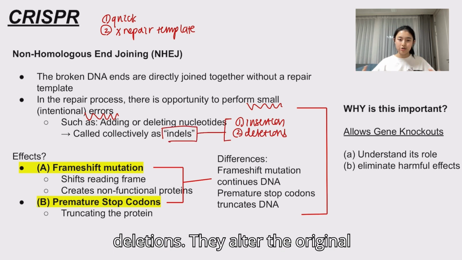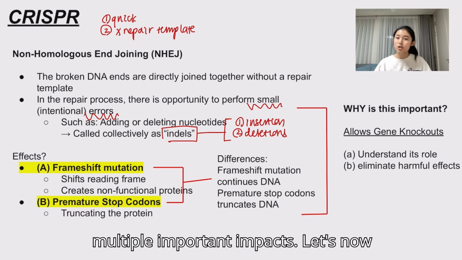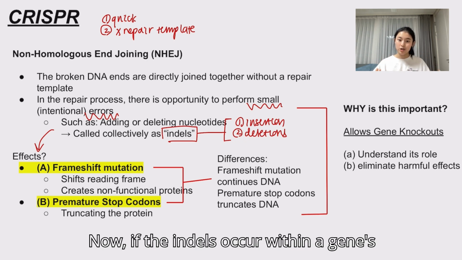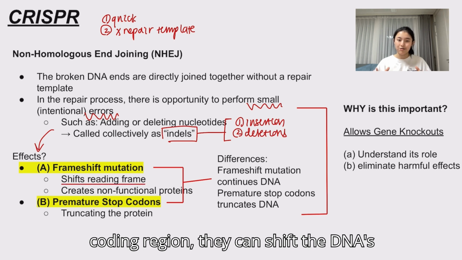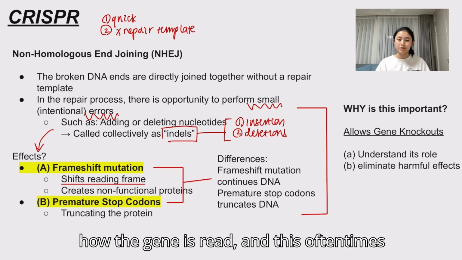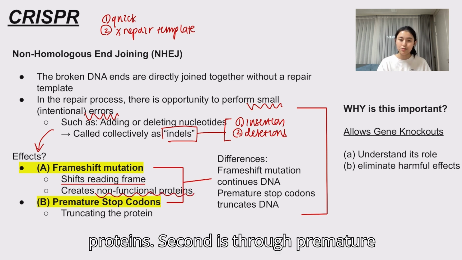They alter the original sequence of the DNA, and this has multiple important impacts. Let's now look at the different impact of these indels. First is frame shift mutation. Now, if the indels occur within a gene's coding region, they can shift the DNA's reading frame. This essentially changes how the gene is read, and this oftentimes leads to the creation of non-functional proteins.